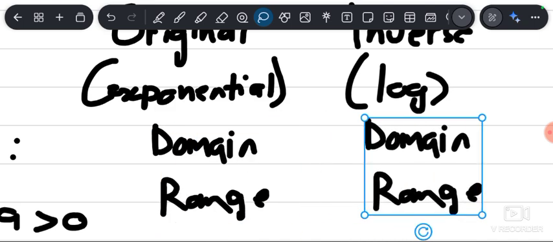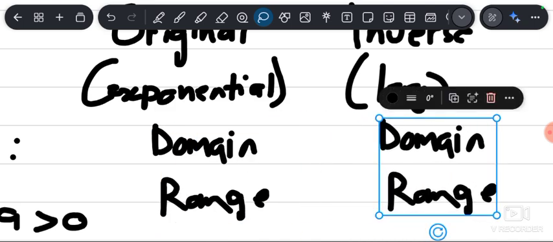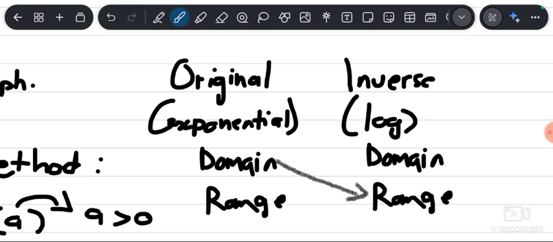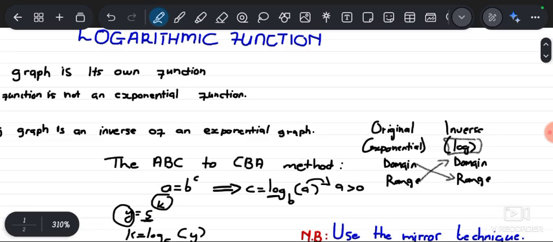Always go ahead and find the domain and range of the exponential, and then you swap them around. So the domain of the exponential will be the range of the inverse, and the range of the exponential will be the domain of the inverse, which is just log.